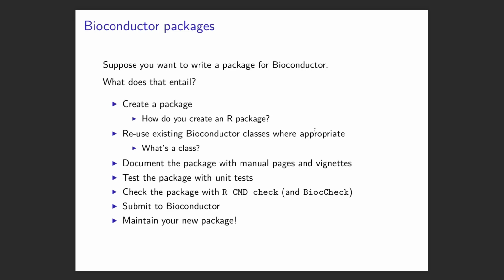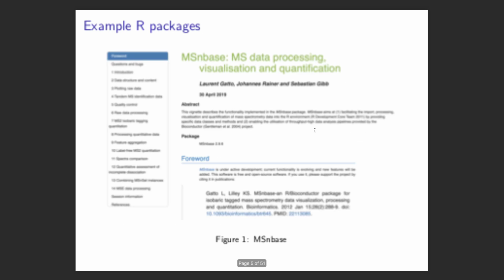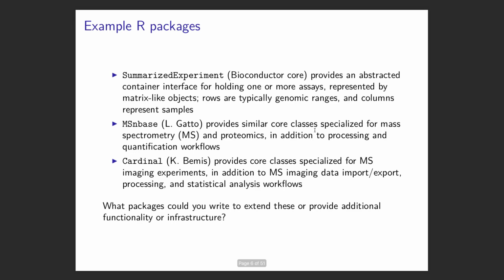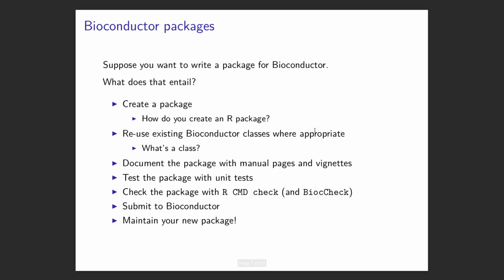Some other good things to consider when you're submitting to an existing ecosystem like Bioconductor is you typically want to reuse whatever existing infrastructure they have. So for example, for Bioconductor, if you're working with mass spec data, you probably want to use whatever existing infrastructure exists there in MSnbase, or in the case of imaging, Cardinal, or in genomics, there's lots of other classes specialized for genomics. So it's typically good to reuse whatever you can, and we'll talk more about classes and methods and some ways to do that.